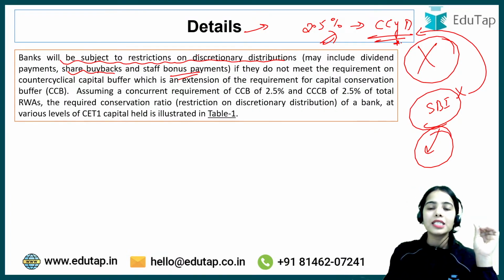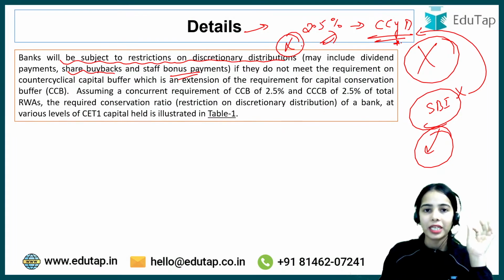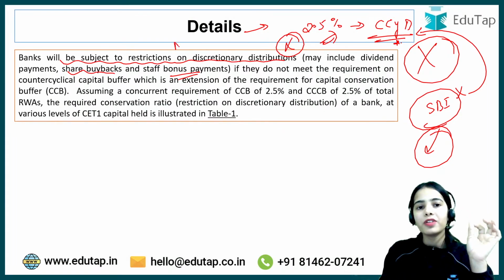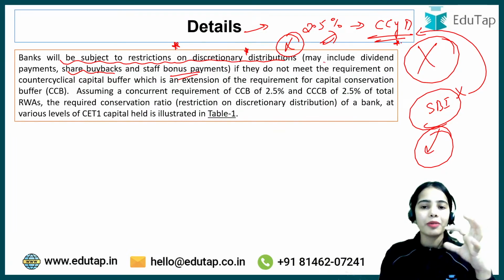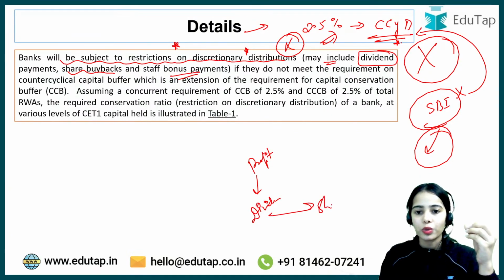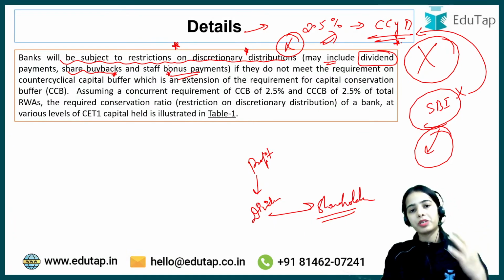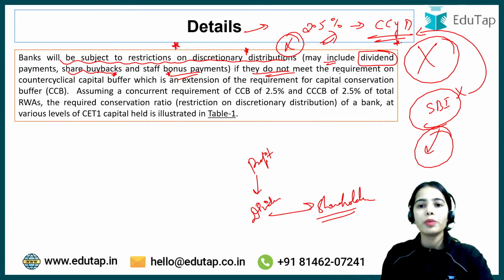Okay, so banks, if they are not maintaining the counter cyclical capital buffer that is decided by the RBI, then the RBI will put restrictions on their discretionary distributions. That may include the restriction on the dividend payments, that is, the part of profit that goes to the shareholders. So this will be restricted. Share buybacks will be restricted. Bonus payments will be restricted if the bank does not meet the requirement on counter cyclical capital buffer.